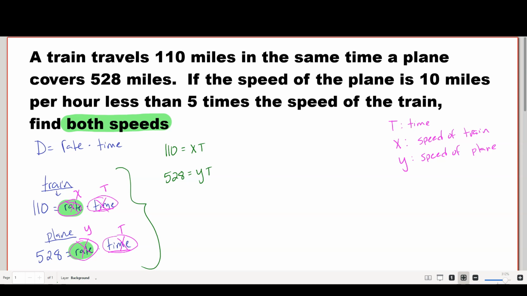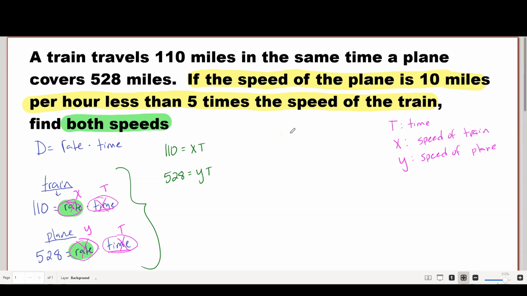So we're going to have to use other parts of this problem to fix that. And we can look at this sentence right here. It says, if the speed of the plane is 10 miles per hour less than 5 times the speed of the train. Okay, so we are going to take this yellow part, this information, and write out a relationship there. This could give us another equation that could be useful.